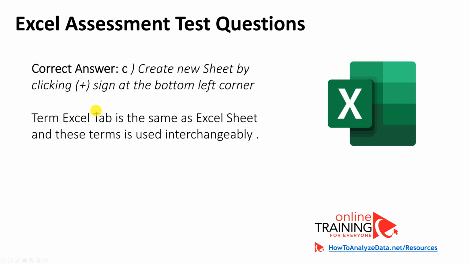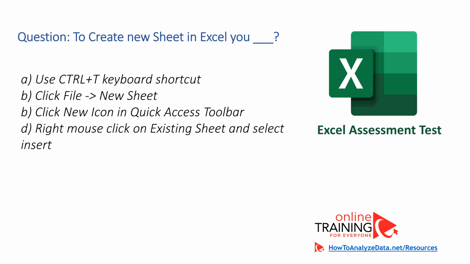Keep in mind that term Excel tab is the same as Excel sheet, and they're used in questions and help documentations interchangeably. Here's the variation of this question, which provides you with the different choices. To create new sheet in Excel, you use Ctrl-T keyboard shortcut. Click File, New Sheet. Click New icon on the Quick Access toolbar, or right mouse click on existing sheet and select Insert. Let's use exclusion to answer this question correctly.